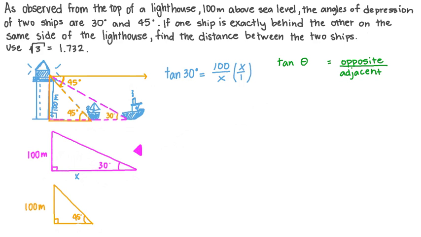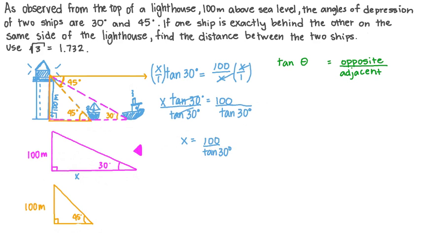To do that, we multiply by x over 1 on the right and the left. The left side now says x times tangent of 30 degrees. On the right, the x's have canceled out, leaving us with 100. From here, I divide the left side by tangent of 30 degrees. And if we do that on the left, we need to also divide by tangent of 30 degrees on the right. We then see x is equal to 100 over tangent of 30 degrees.